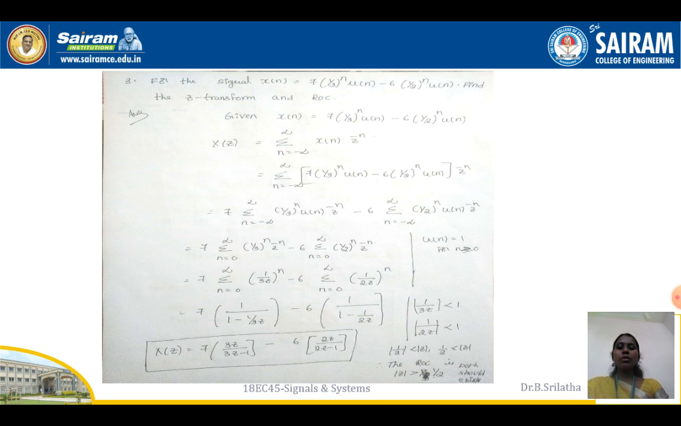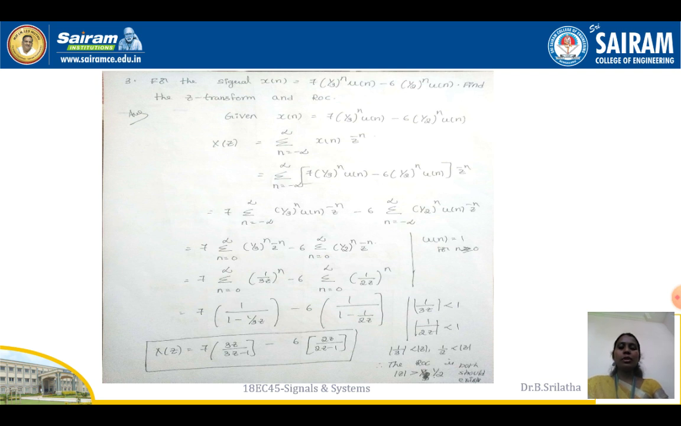So summation n is equal to minus infinity to plus infinity. I am substituting the given x of n in the formula: 7 into (1/3)^n u of n minus 6 into (1/2)^n u of n, times z power minus n. Here we have two signals, so I am going to divide this summation into two summations. In the first expression, 7 is a constant, so I am taking it out from the summation. Now the expression becomes 7 summation n is equal to minus infinity to plus infinity (1/3)^n u of n into z power minus n.